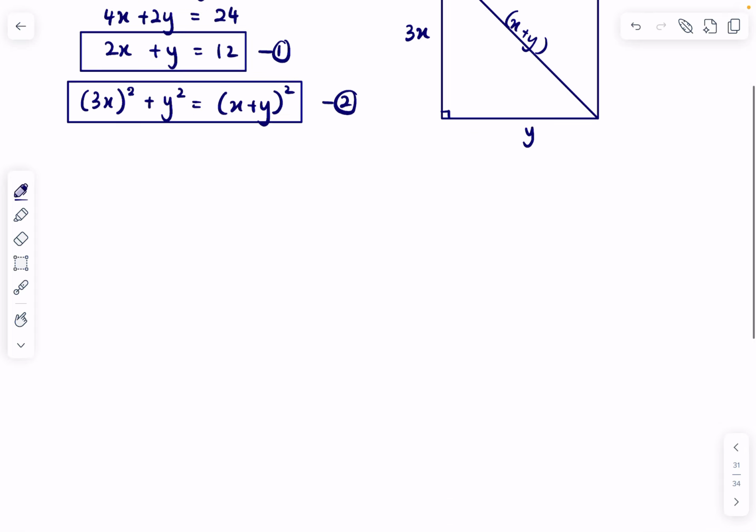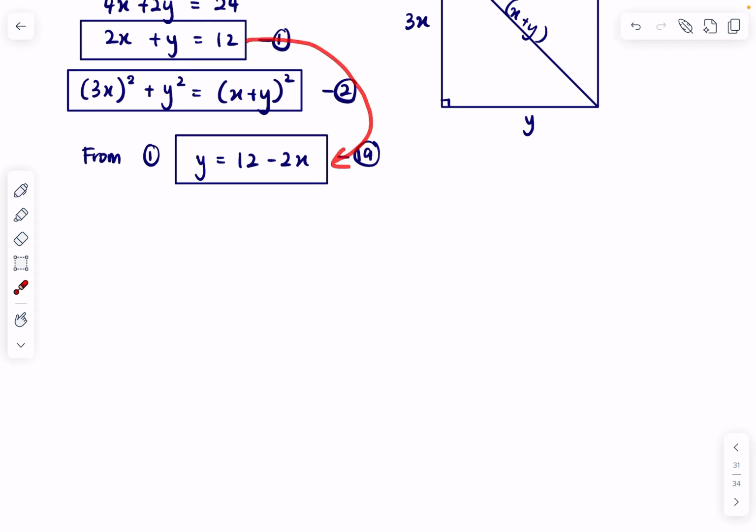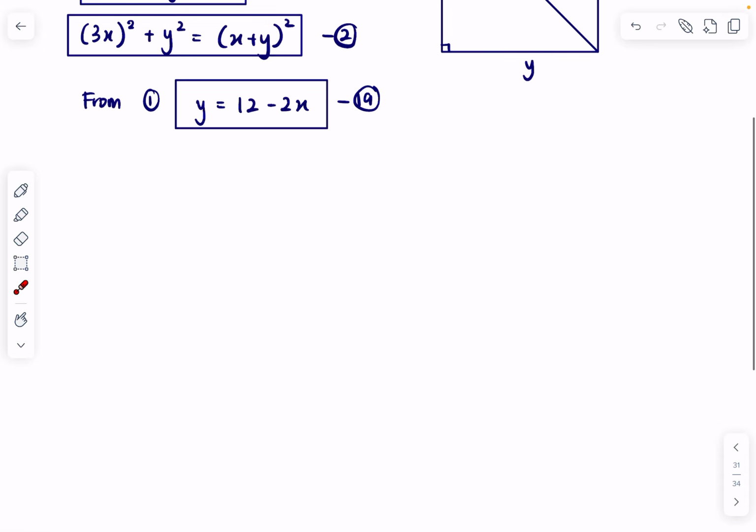Alright, so from equation 1, we can make y the subject. Since y is single, we make y the subject: 12 minus 2x. Then we can call this equation 1a. Since we modified equation 1 and got this, we have to sub this into equation 2. We cannot sub it back into equation 1 because this is a modified version of equation 1 now. You won't get anything. Okay.